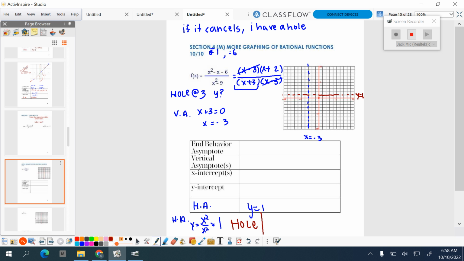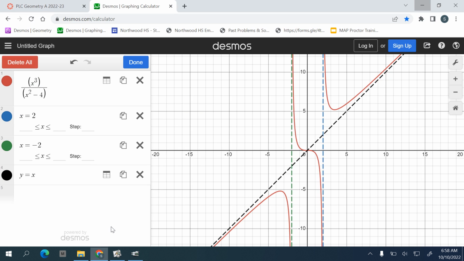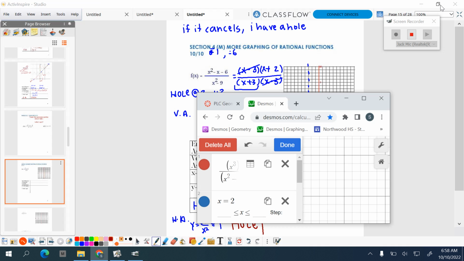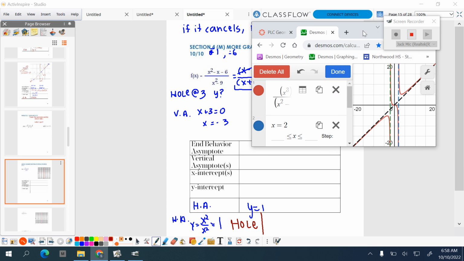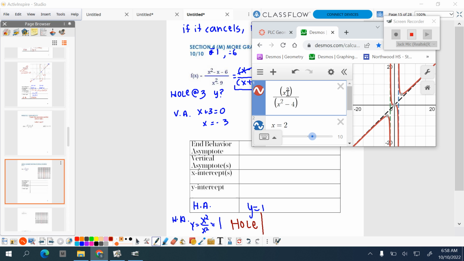All right. Now the height of this hole, let's go see what it is. So I'm going to go graph this equation here. And I'm going to go to where x equals 3. And I'm going to go ahead and use the graph to get this information.